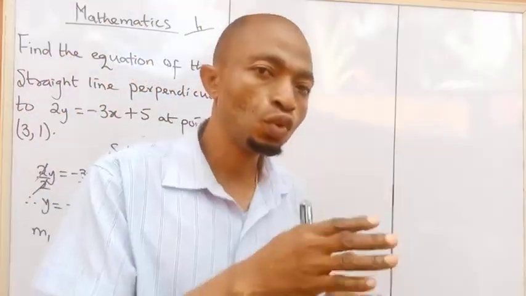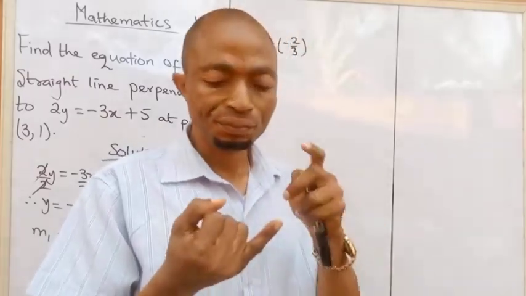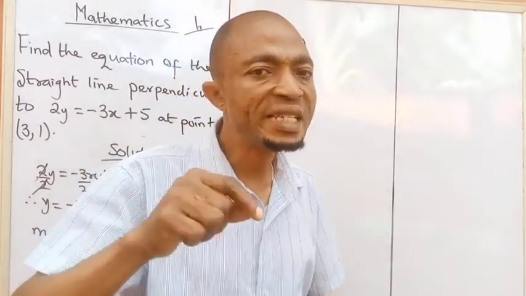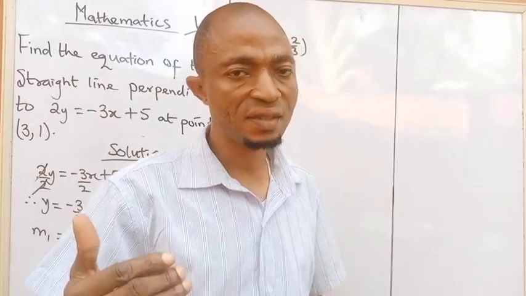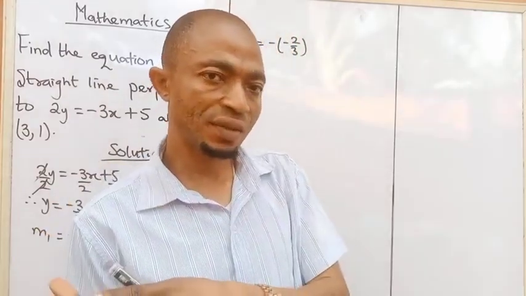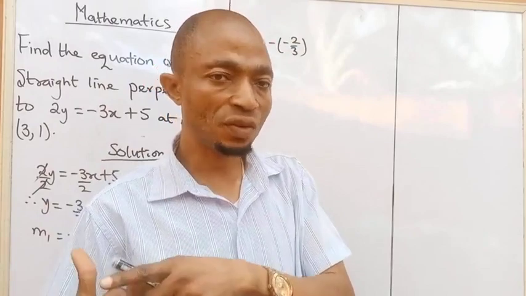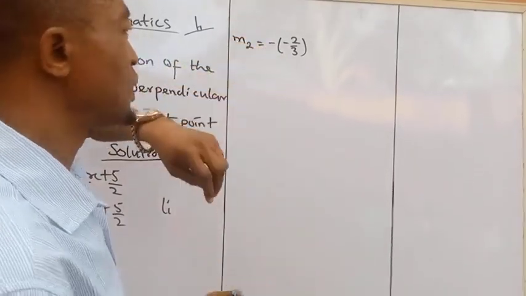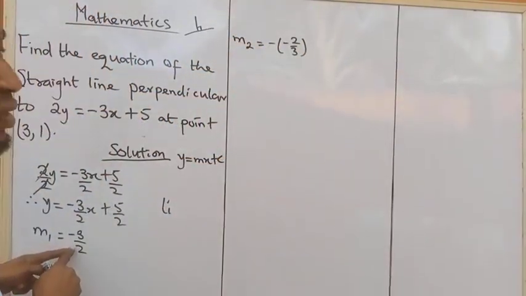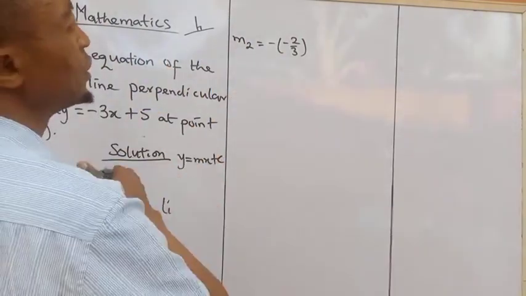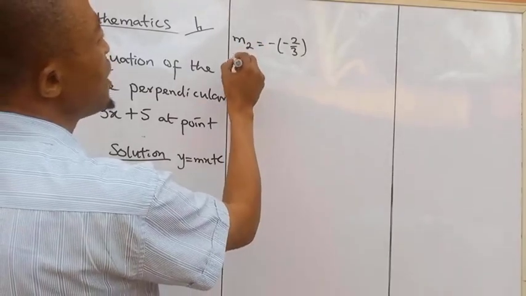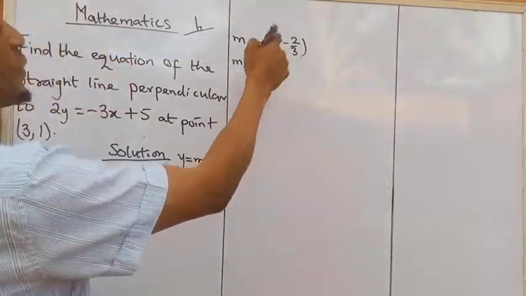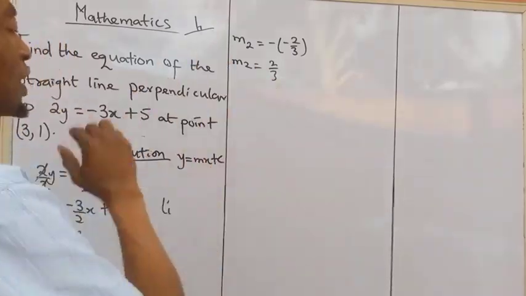This is because, as I said, for two lines to be perpendicular, the gradient of the second line is the negative inverse of the gradient of the first line you are given. Negative of the inverse of this. So can we find our m2 now? You can see m2 equals 2 over 3, because when negative multiplies negative, you get positive. So we are having 2 over 3 here.